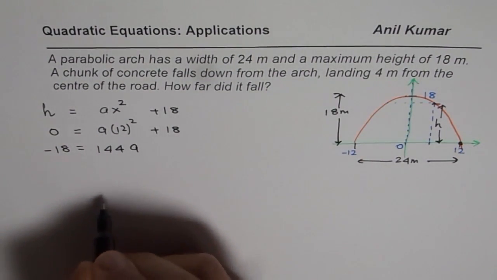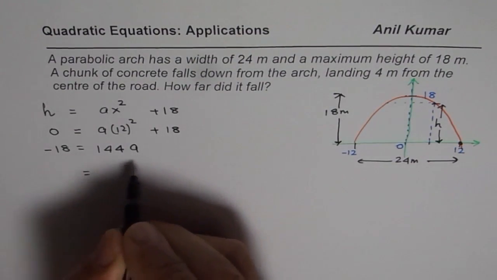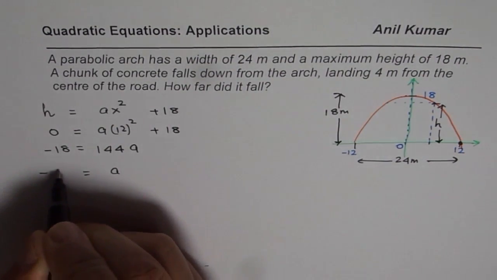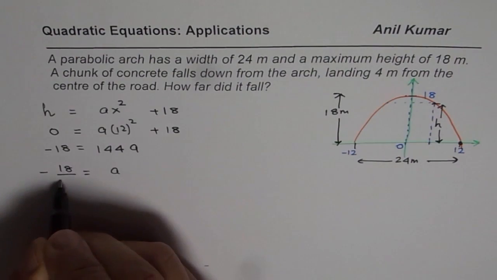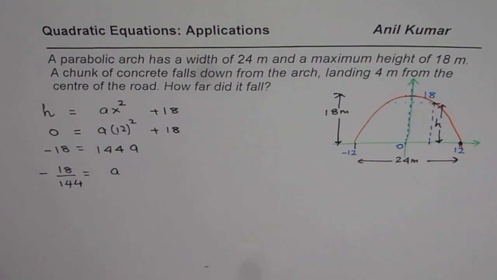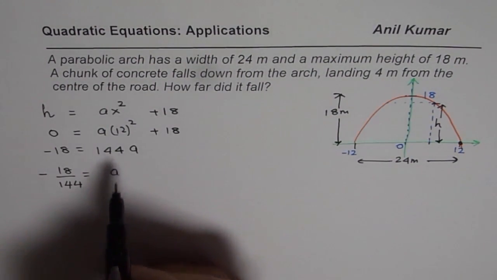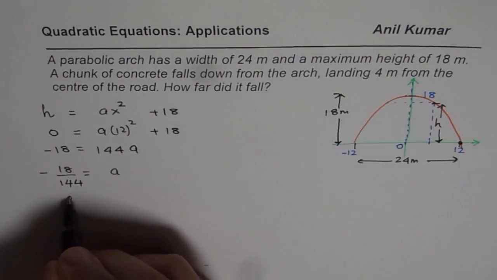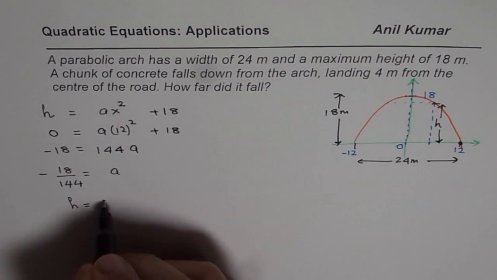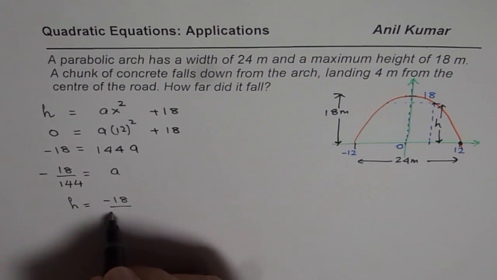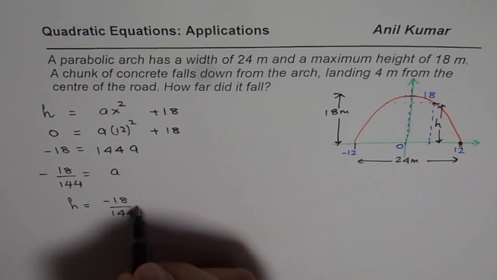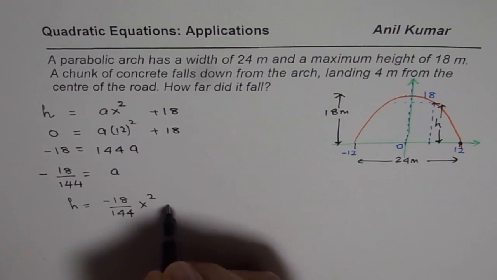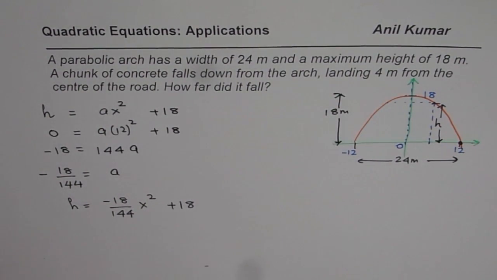144a, and then we can find a as equals to minus 18 over 144. So that gives us the quadratic equation which represents this parabolic arc, which is h equals minus 18 over 144 times x squared plus 18. Right? Do you see how simple it is? So we got the equation. That is the first stage.